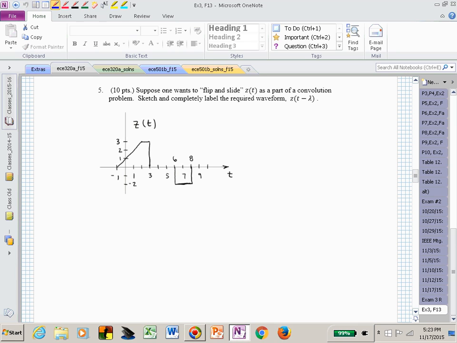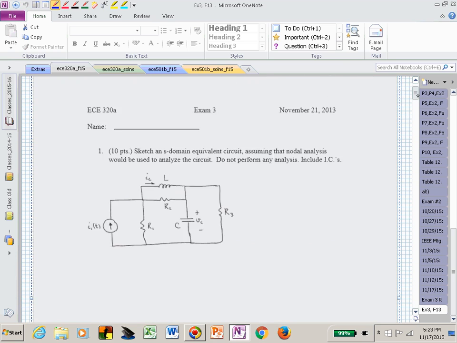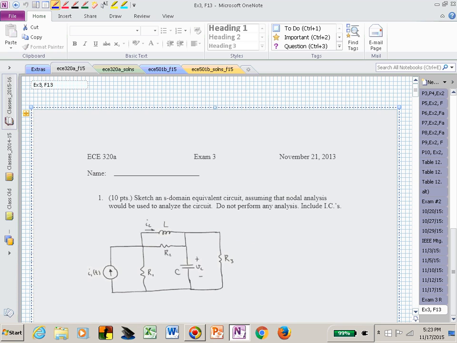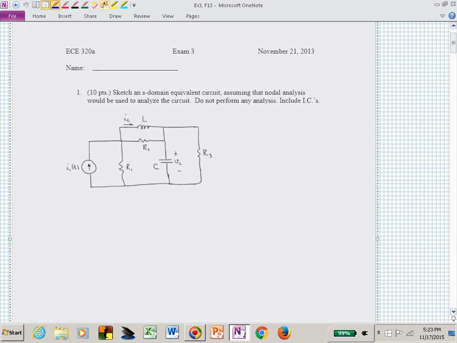When we're sketching the S-domain equivalent circuit, assuming mesh analysis, you want to put your sources in series. But if you're assuming nodal analysis, you want to put your sources in parallel. So in this particular example, it says assume that we're doing nodal analysis, so now you put your sources as current sources in parallel.